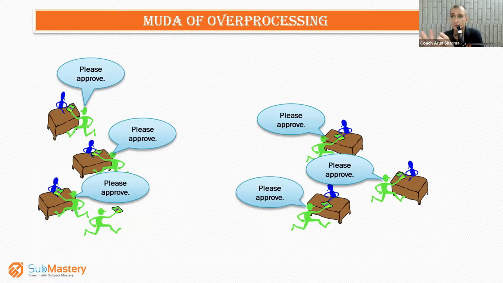MUDA, next. Okay, next what is this? One is overproduction, other is overprocessing. Overprocessing means taking too much time. Like in a government department, if you have to get some approval, it will take so much time. So what is that? Overprocessing, it will take more time than what it should. Like if something can be done within 1 day or 2 days, it will take 15 to 20 days.